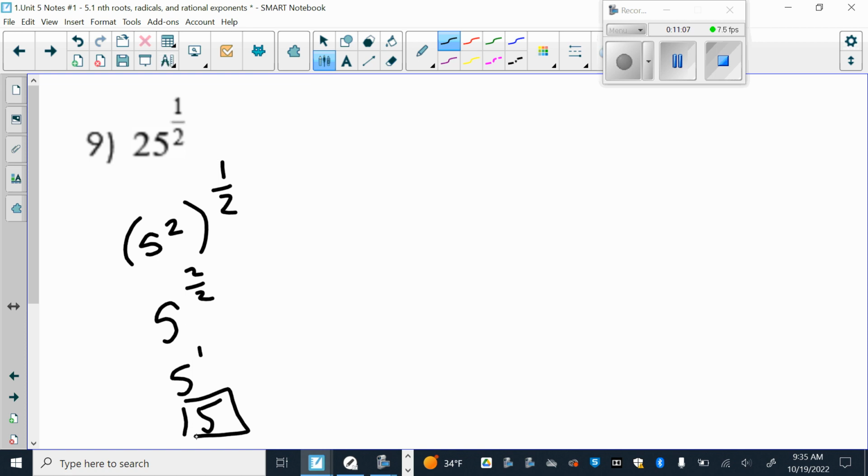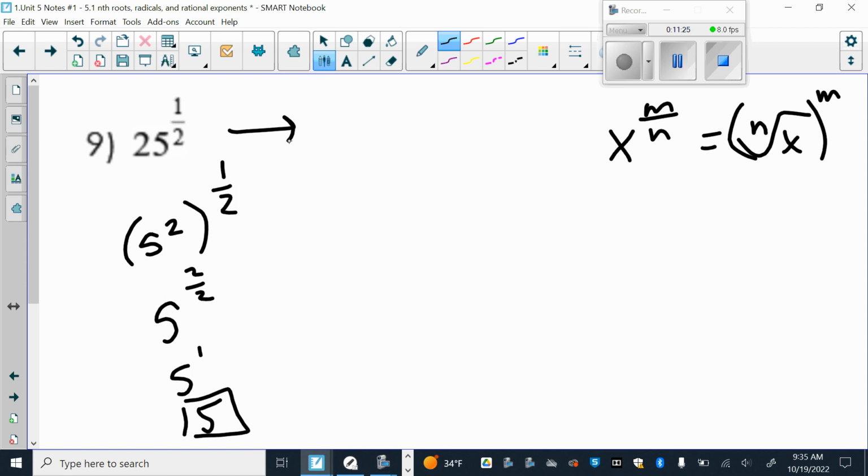Or we could use the fact that x to the power of m over n is the same thing as the nth root of x to the power of m. So I could rewrite 25 to the 1/2 as the square root of 25 to the 1st power, which is 5.